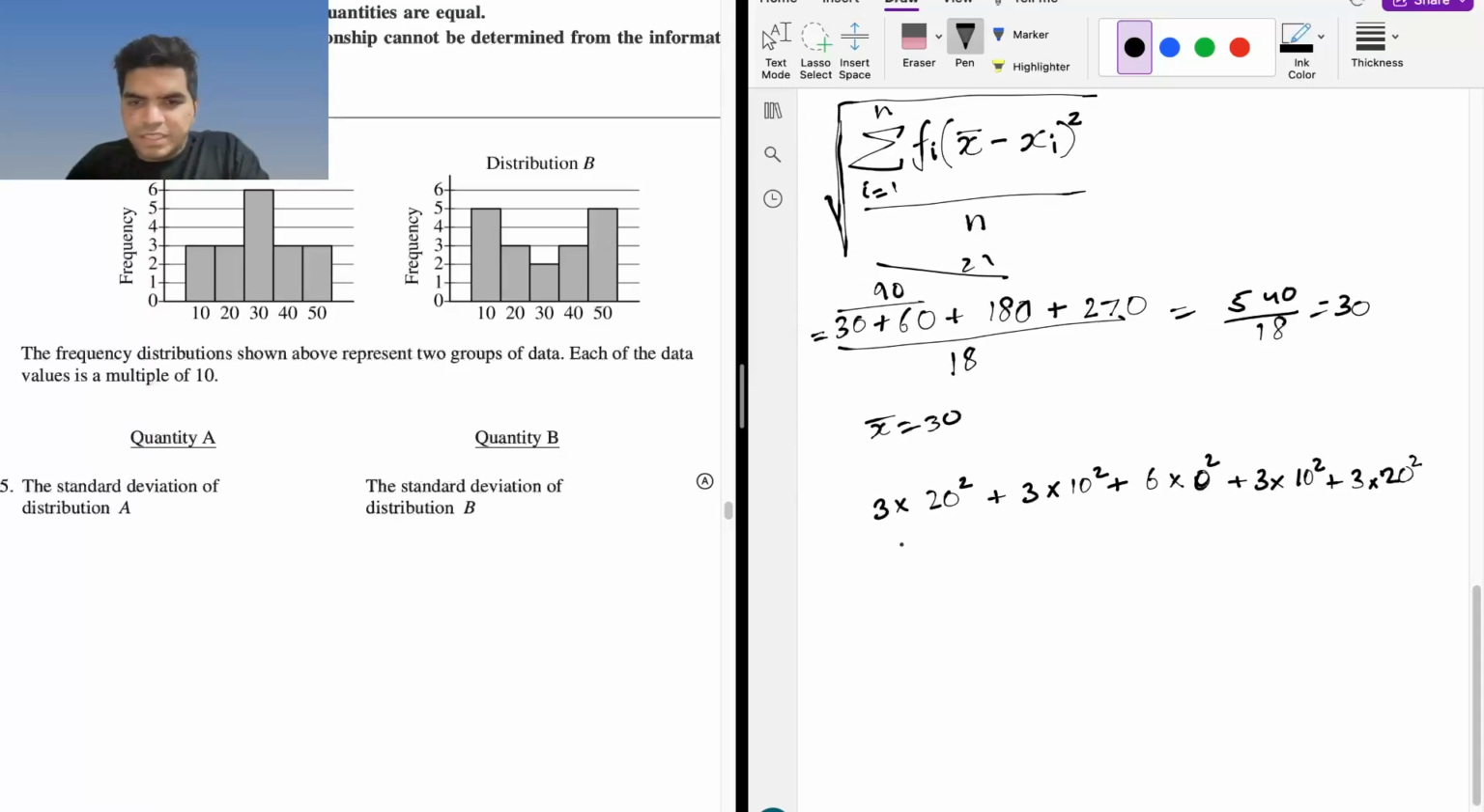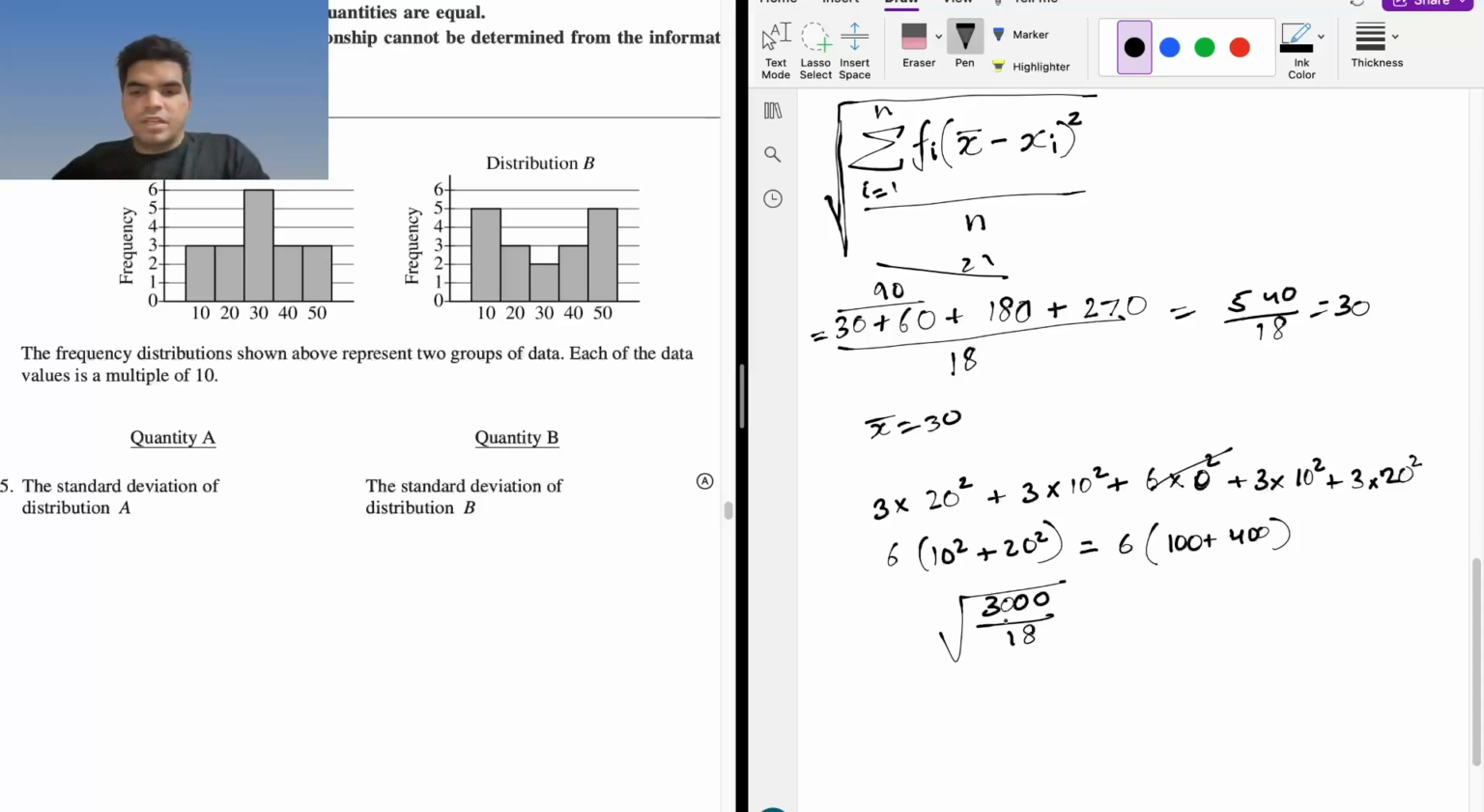This will give me 6 into 10 square, and I guess you can understand why we wrote this. This part will be gone. 10 square, 10 square, 20 square, 20 square, we can write collectively as 20 square, 6 times. So 6 into 100 plus 400, this will be 500. So 3000 upon 18 under the square root. Now 3000 upon 18 is equal to 1000 upon 6. That will be around 166, I guess.